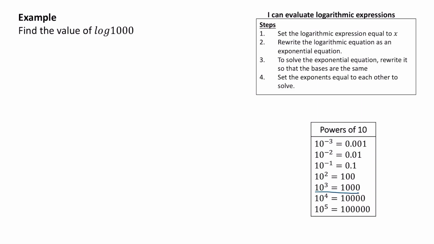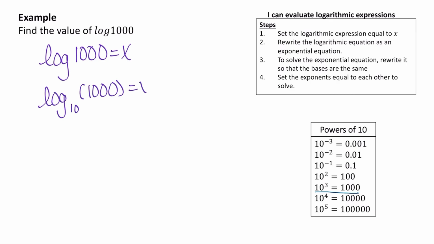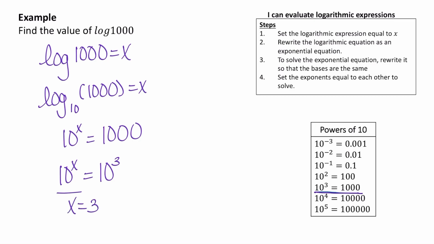So let's try finding the log of 1,000. Remember, we start off by saying that the log of 1,000 equals x. Well, that's the common log, so that's the log base 10 of 1,000. We can rewrite this by saying that 10 to the x equals 1,000. If we look at our powers chart, notice that both of these are powers of 10. So 10 to the x equals 10 to the third. Now we have the same base, so that means that x equals 3.